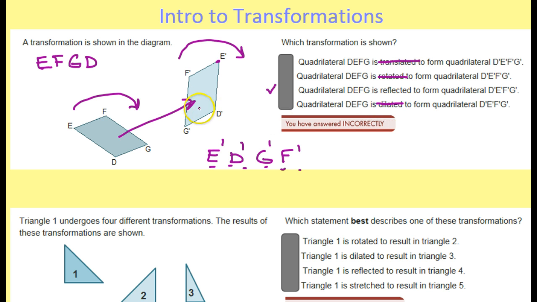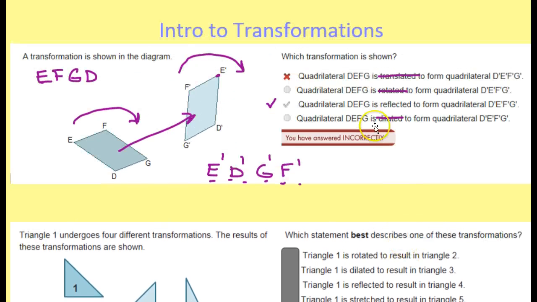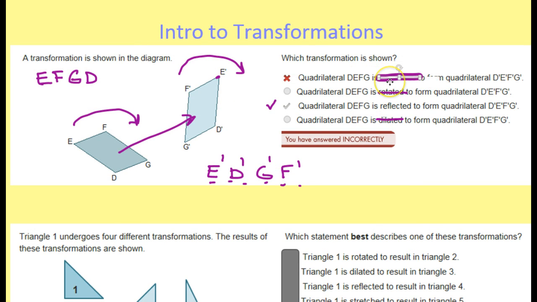Was it dilated? No. If it dilated, the size of the lengths would change. The sides would be bigger or smaller. All right, so we are looking at a reflection. Okay, so again, just to be clear, because I see that this one was chosen by somebody, translated means it's just slid across the paper. Not flipped backwards.